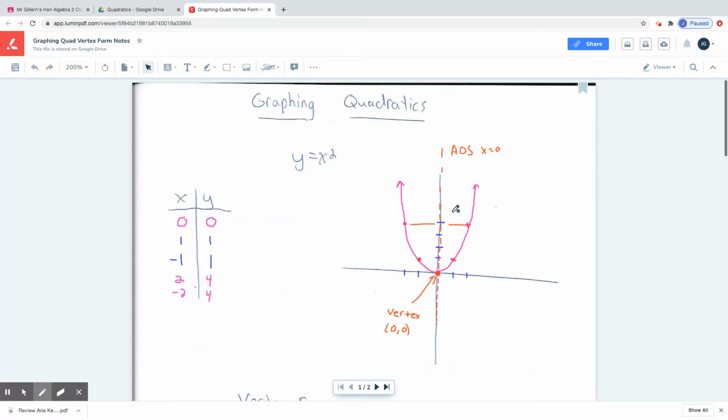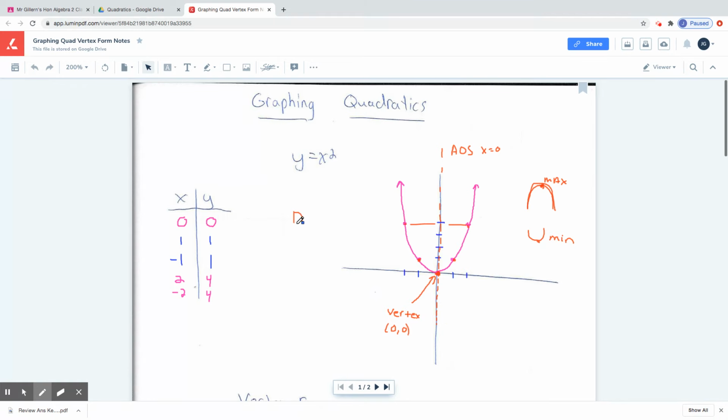This parabola is facing up, so we would say that this parabola has a minimum value. If a parabola faces down, it will have a max. Sorry, this one is facing up, which means it has a minimum. This one is facing down, so it has a maximum value. The max and min value is always found at the vertex, and it's the y coordinate of the vertex. Once we see some other examples, you'll see that.